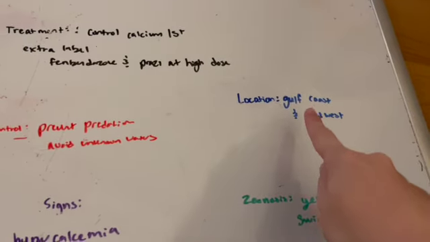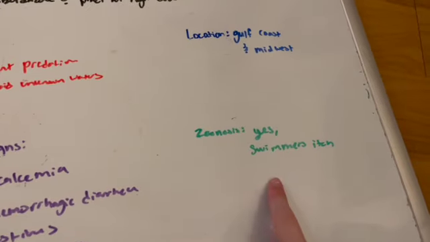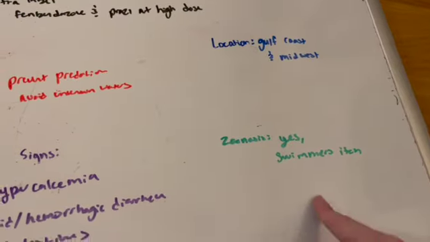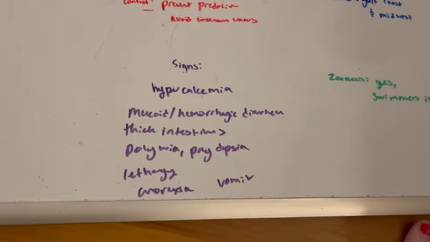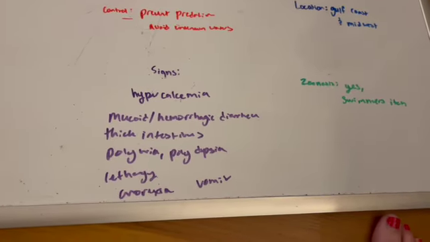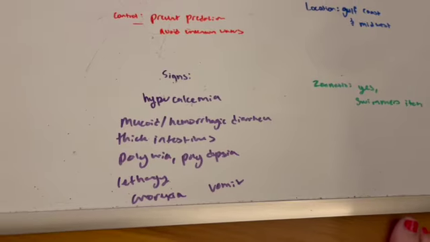It is located around here at the Gulf Coast and a little bit in the Midwest. It is zoonotic, but it causes what's called swimmer's itch, where the cercaria enters the skin and it can't go anywhere else. And signs include hypercalcemia, mucoid/hemorrhagic diarrhea, thick intestines, polyuria, polydipsia, lethargy, anorexia, and vomiting.